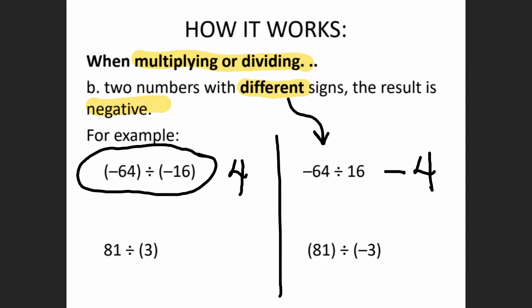81 and 3 are positive. This will give me 27 positive. This will give me 27 negative. Okay.